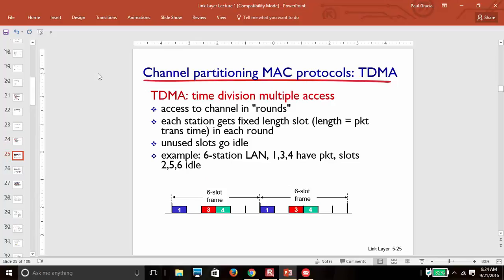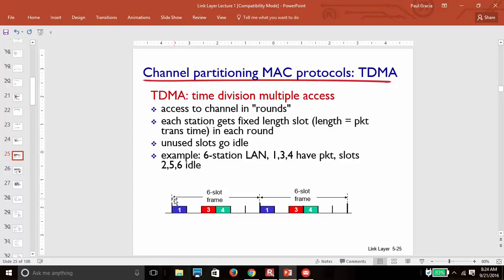Okay, we're going to talk a little about time division multiple access, or time division multiplexing. Basically, we set the channel up so every user gets a time slot. Each station, each node, gets a fixed slot in each round. The problem here, of course, is that unused slots go idle, so that's one of the disadvantages.